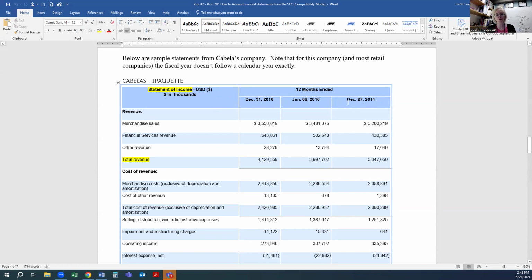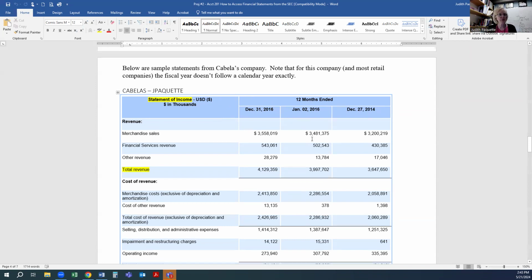But let's go back to the oldest. 2014 would be for January 1st to December 27th, let's say. The following year, that Saturday fell on January 2nd. So this is essentially the 2015 year, and then this is the 2016 year.